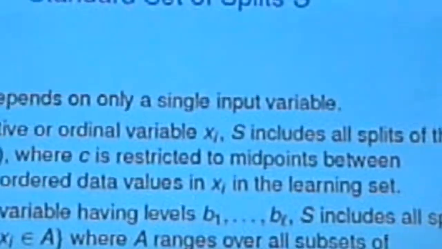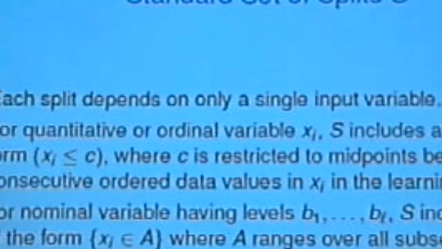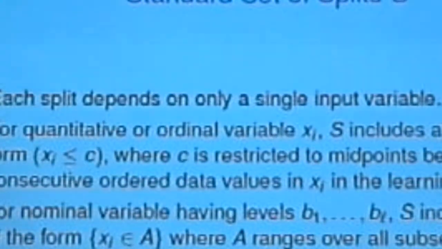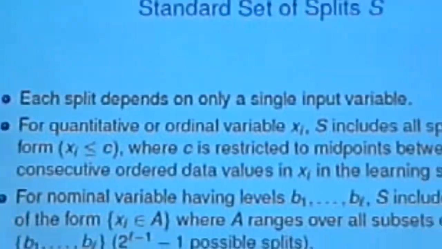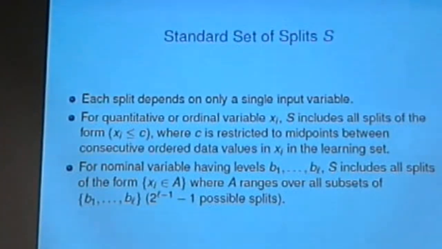You have n minus 1 ways of splitting the result. So basically, this will define the split for any particular quantitative or ordinal variables. Of course, for quantitative variables, you need to find the set of distinct values first, and the treatment will be similar to an ordered category. And c is restricted to the midpoints between consecutive ordered data values in the learning set. So the split takes the midpoint, so y1 plus y2 over 2, right? And then y2 plus y3 over 2. Anyway, the split is in the middle.